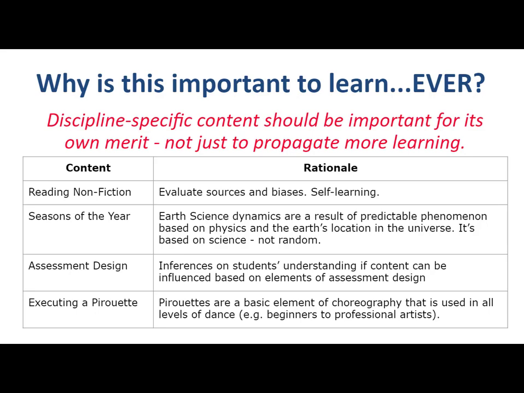So, for example, the rationale for reading nonfiction could be for students to be able to evaluate sources and biases and also guide in self-learning in order to read to learn instead of just learn to read. Learning about the seasons of the year is not just because it's part of the science curriculum. The rationale for learning about the seasons is that it is a predictable phenomenon that's based on physics and the Earth's rotation in the universe. It's based on science and it's not random.